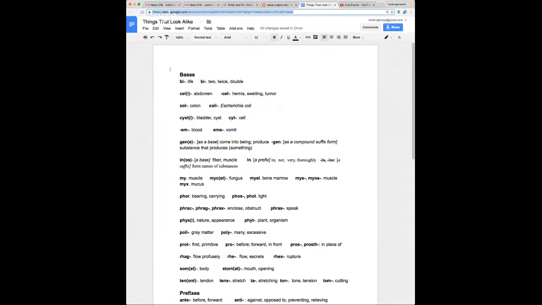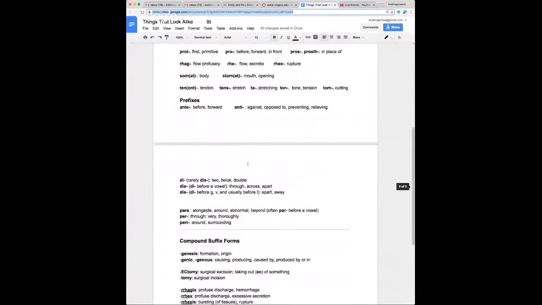So for instance, we learned that the base bi means life, but there is also a prefix bi, which is from Latin, meaning two, twice or double, as in bisexual, bicycle. The reason that there are often word elements that look very similar but have really different meanings, like by and by, or moving down here, di can mean two or twice, but dia means through, across, apart. Dis means apart and away.